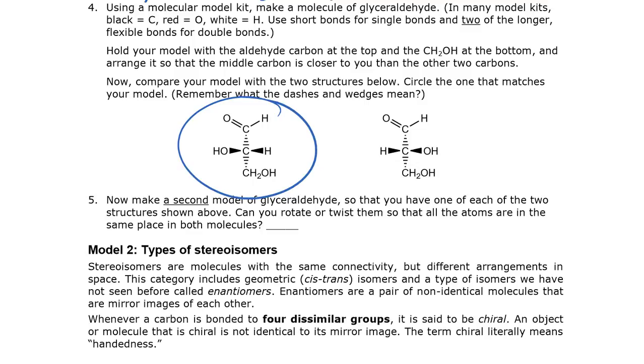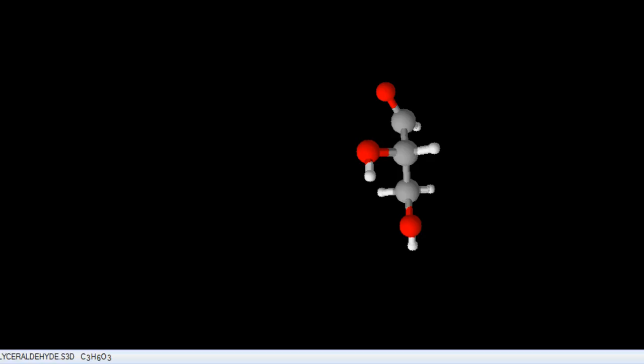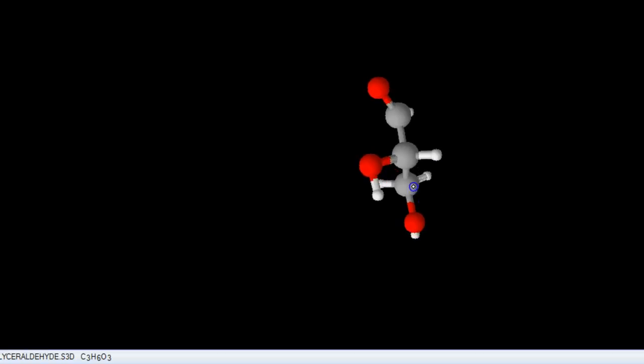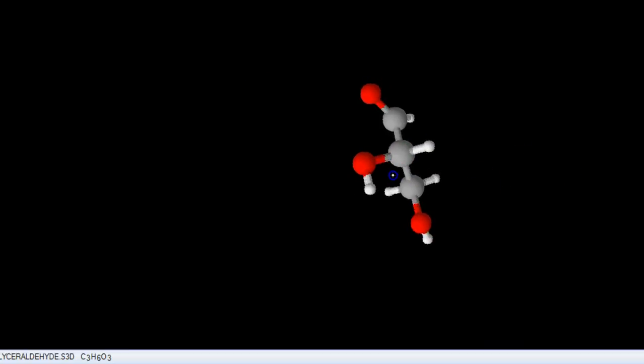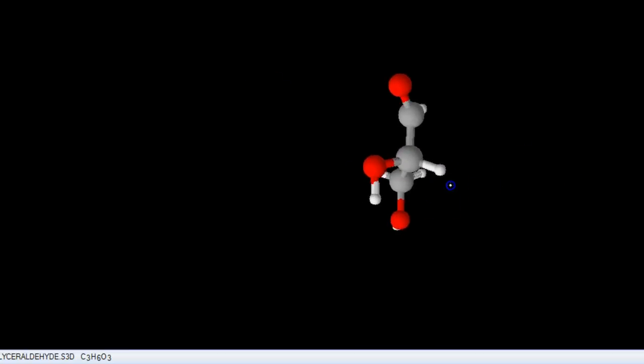Okay, so did you pick this one? Remember, the wedge at the left and the wedge at the right mean those atoms are coming forwards out of the page or off the screen. The dashy lines here and here mean that those are going backwards away from the viewer or behind the page. So that is in this orientation. Here's my OH on the left, my H on the right, and those are pointing outwards towards the viewer.